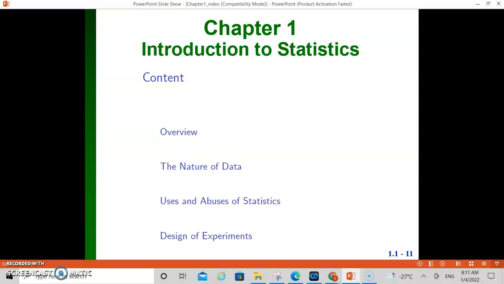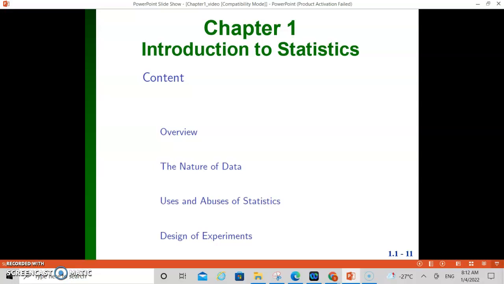Then uses and abuses of statistics. What do uses and abuses mean? Sometimes when you read a graph, it will mislead you, depending on the graph or the data. Depending on the collection part, you will see some abuses. We'll see what uses and abuses are at the end of the section.